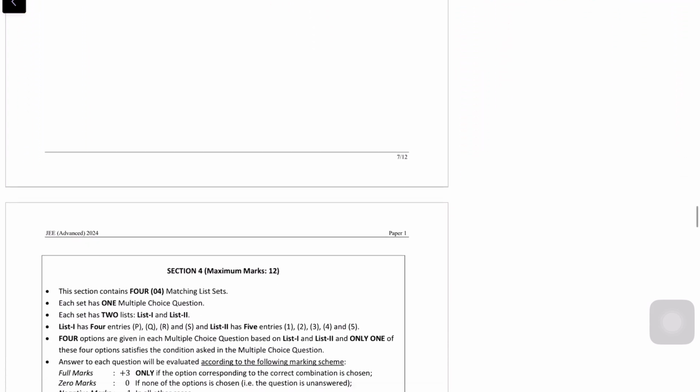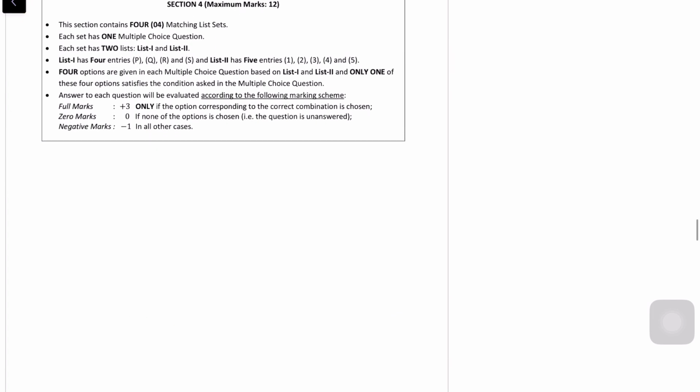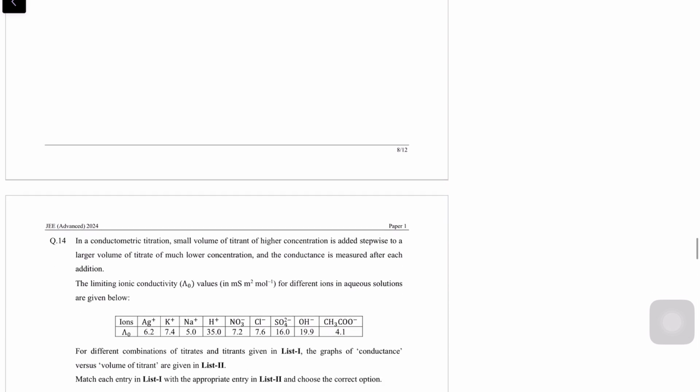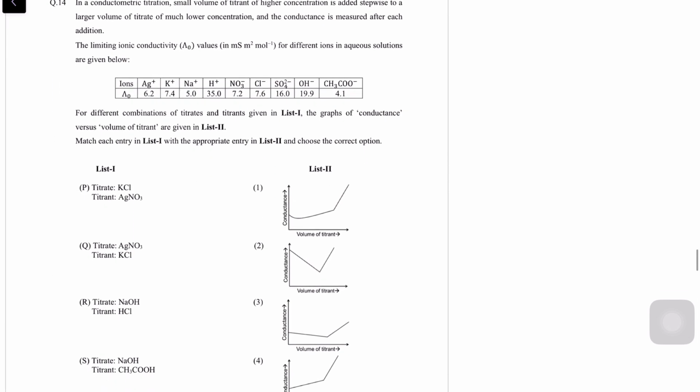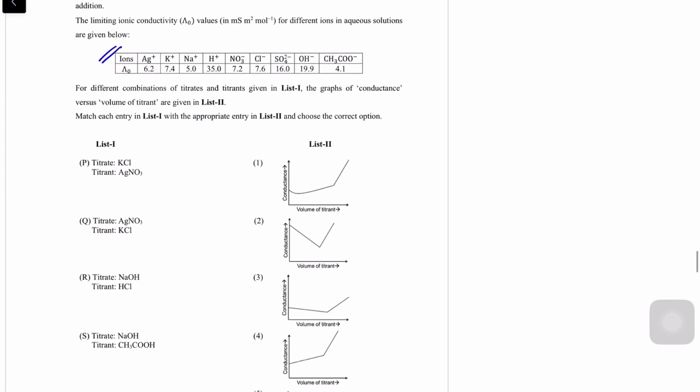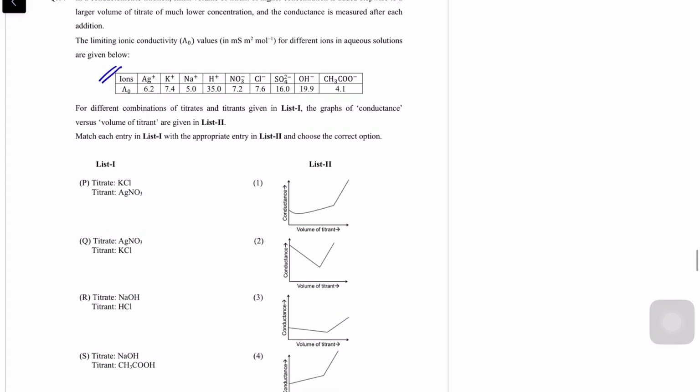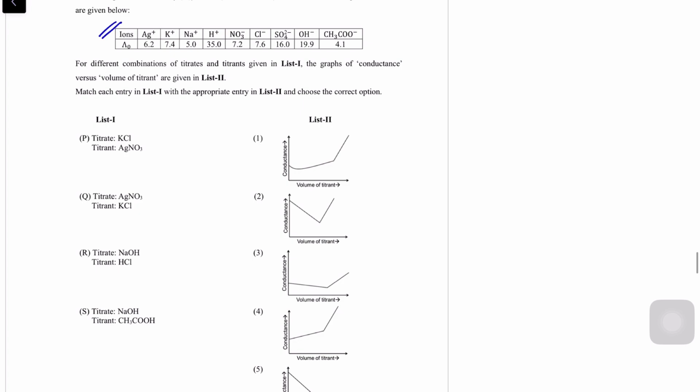Moving to the next question, that is section 4. This is good that they have given the limiting ionic conductivities because that makes this question very easy to solve, right? There are 4 conductometric titrations and you have to predict how the conductance will vary when the titrant is added dropwise. Titrant is something which is added to the titrate dropwise from outside.